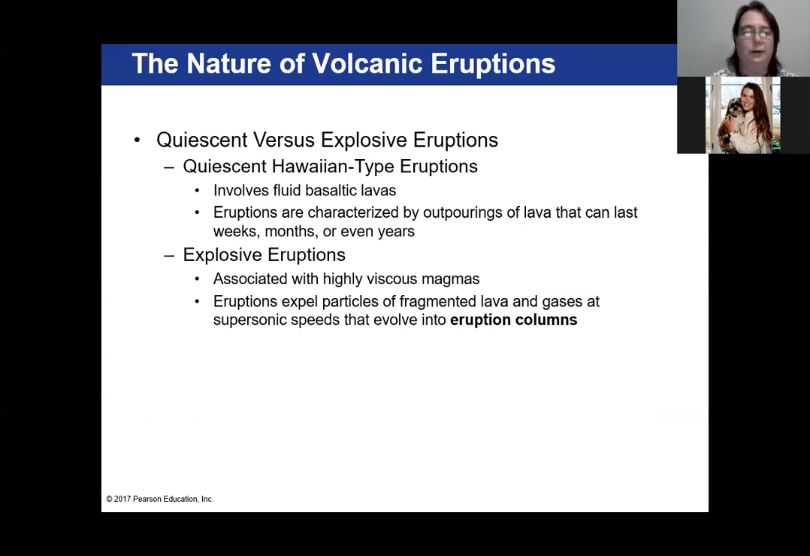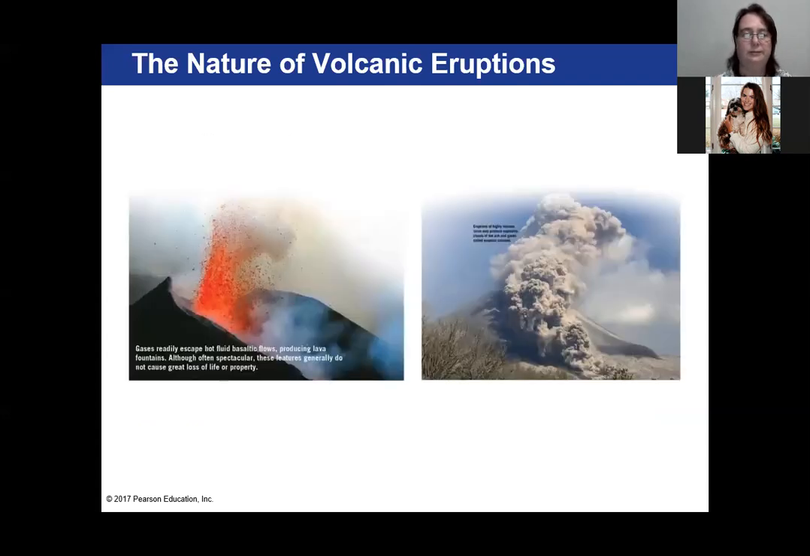So I'm probably going to say Hawaii a lot. Hawaii has a very fluid type of eruption, and sometimes the eruptions can last for years. Then on the other side, a pyroclastic or explosive eruption has a very, very highly viscous magma.